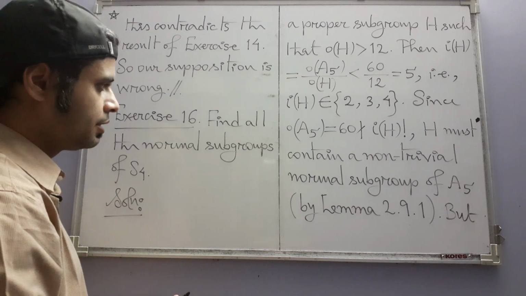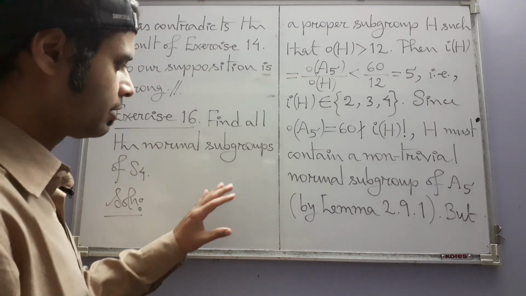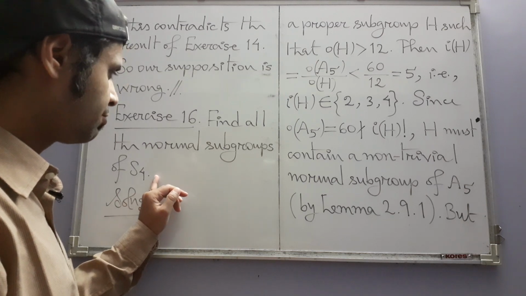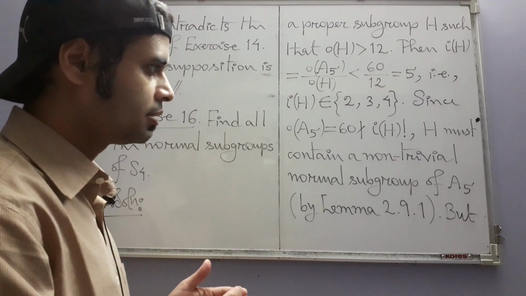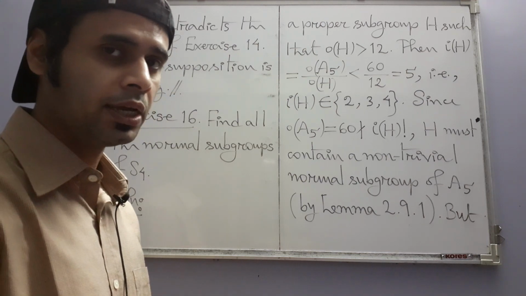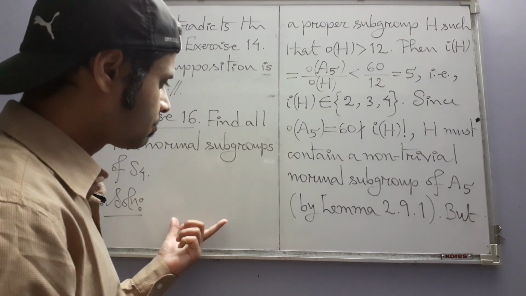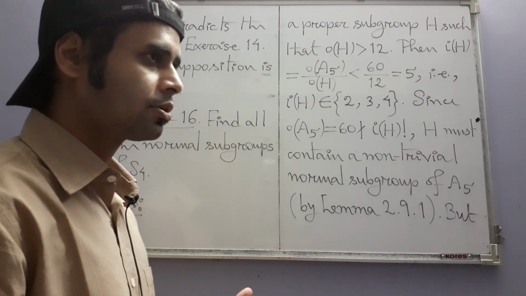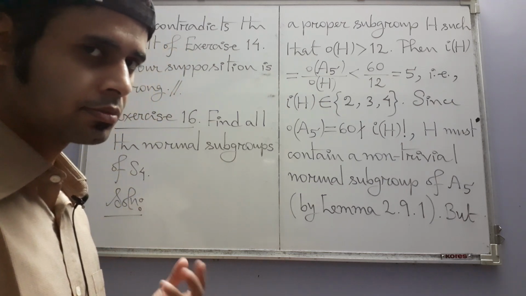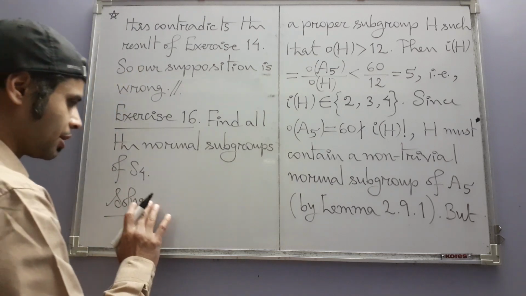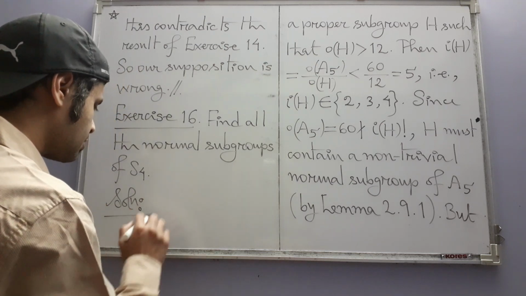Now the first thing here we are going to show is that although we have to find all the normal subgroups of S4, our first statement is about the alternating group A4. We first want to show that A4 does not have any subgroup of order 6. Let us show this by contradiction.